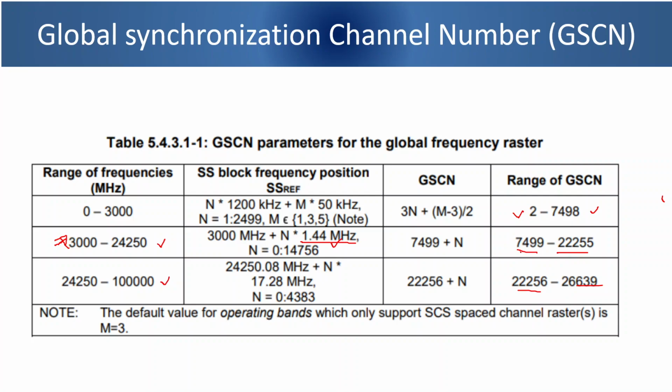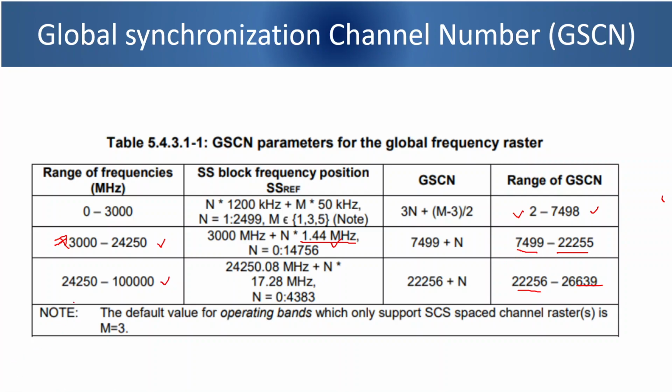Next, again you have to add 1.44 megahertz, that will be your GSCN number 7500. So that way you can calculate. You can use either the formula or you can calculate one by one, right? I'll share with you an Excel sheet which I have created to calculate, so you can just go through.